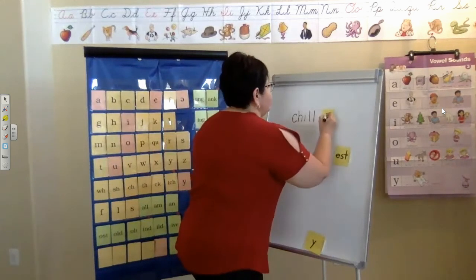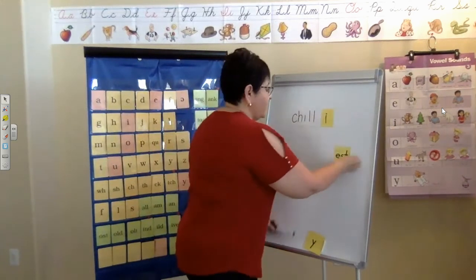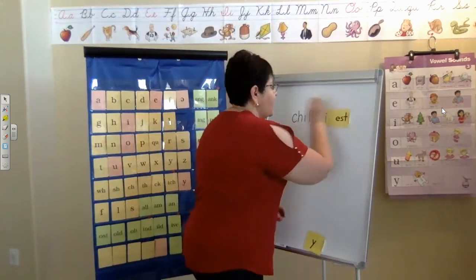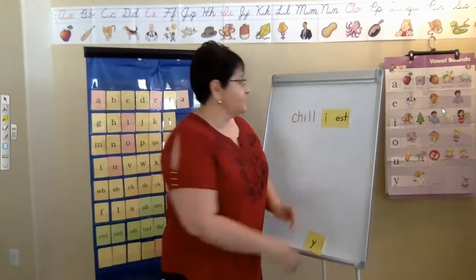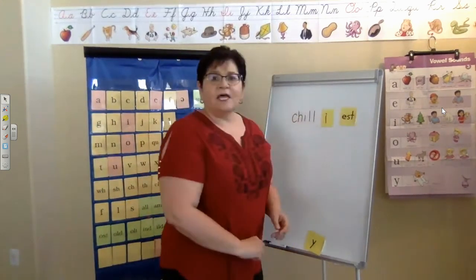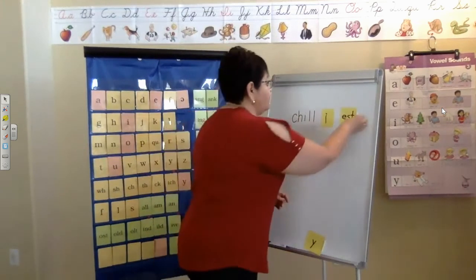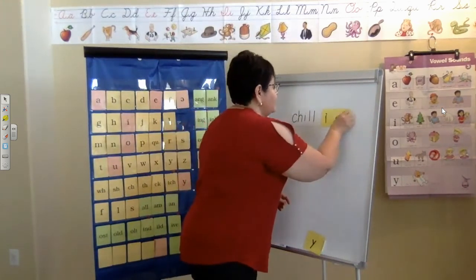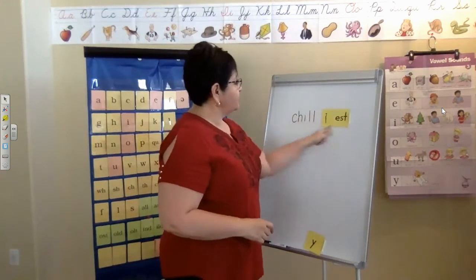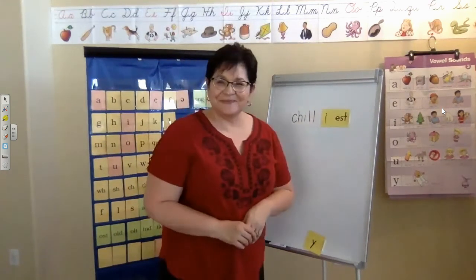Make sure that stays there. My suffix I, and then add est. So if you can see that right there, I've got two suffixes on the end of this word. Let's go ahead and read this. Chill, chilly, chilliest.